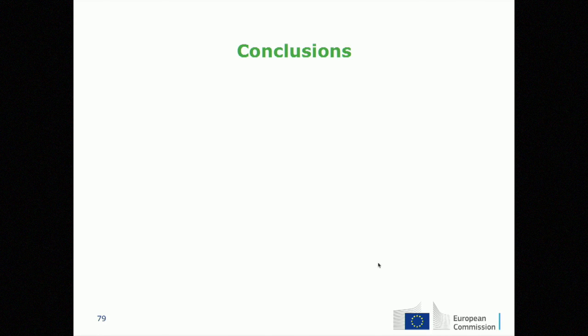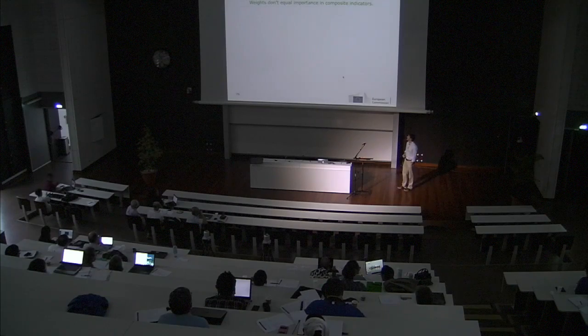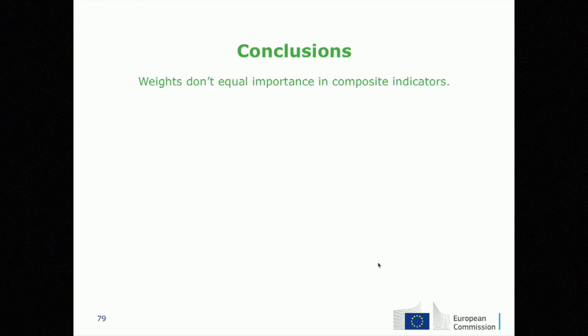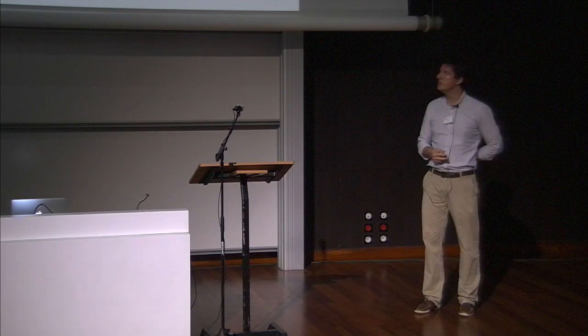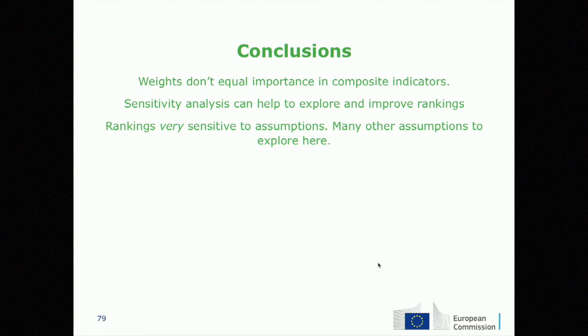So, overall conclusions. First of all, weights don't equal importance in composite indicators. That's something to take into account if you ever start delving around in these things. Sensitivity analysis can help us to explore this. The reason I'm doing this is because I have a background in sensitivity analysis, and now I'm working in composite indicators a bit, so I'm trying to see what I can do with both tools. And I think there might be other things you can look at as well. Rankings are really sensitive to assumptions, very, very sensitive. I haven't explored things like the aggregation method, the type of indicators you include, and so on. There are many, many assumptions that you can look at.